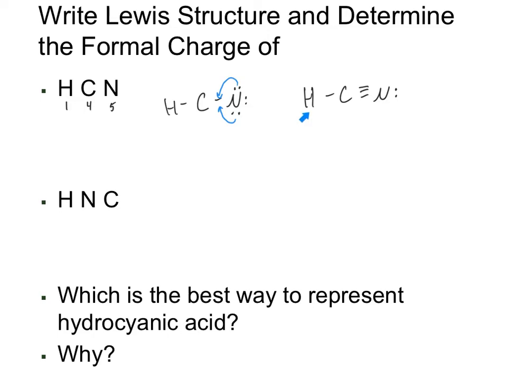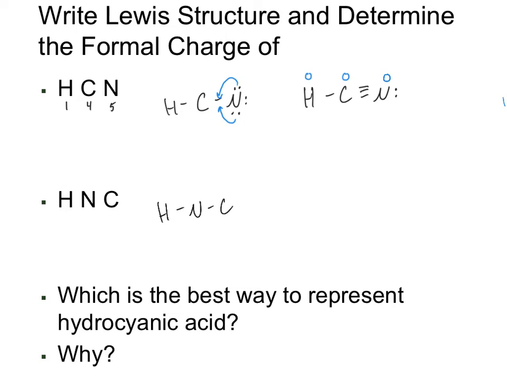Hydrogen came with 1 valence electron. It now has 1 valence electron around it from this bond. So hydrogen has a formal charge of 0. Carbon came with 4 valence electrons. It now has 1, 2, 3, 4 around it, and so carbon has a formal charge of 0. Nitrogen came with 5 valence electrons. It now has 1, 2, 3, 4, 5 electrons around it. And so nitrogen also has a formal charge of 0. And so now let's look at what happens if nitrogen is central.